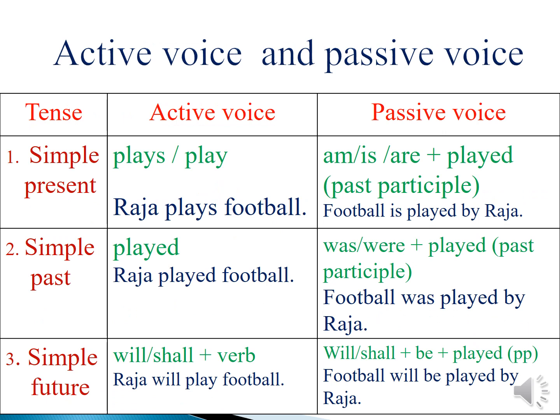This tabular column will clearly give you a picture of simple present, simple past and simple future tense, changing those tenses from active to passive voice. Simple present, plays, play. You should use am, is, are according to the subject for the passive voice, and the past participle is played. Raja plays football. Football is played by Raja. Simple past tense is played. Raja played football. Was or were we should use, plus past participle. Football was played by Raja.